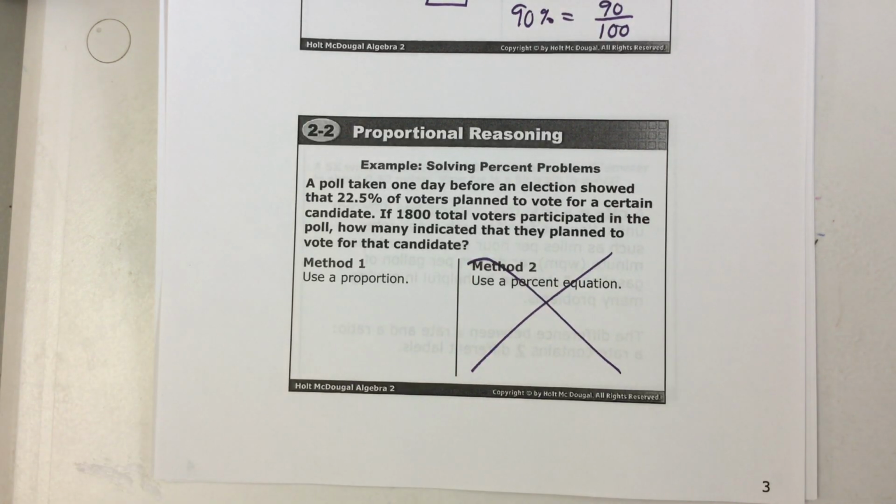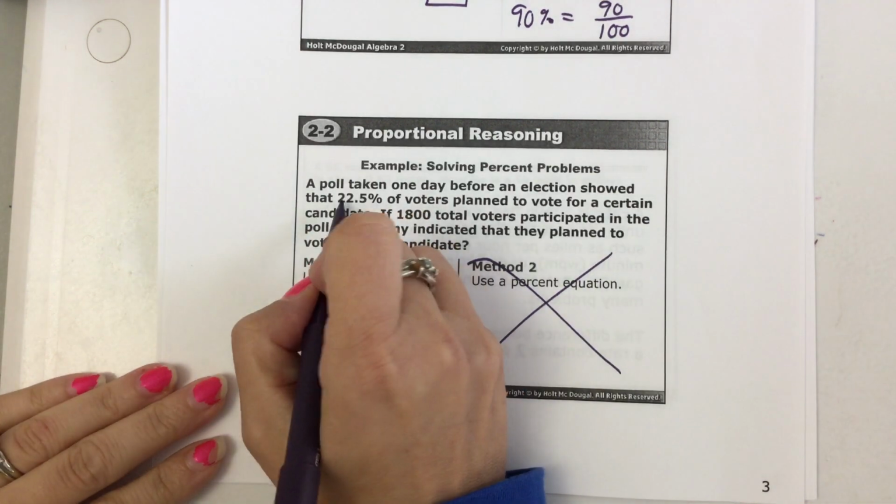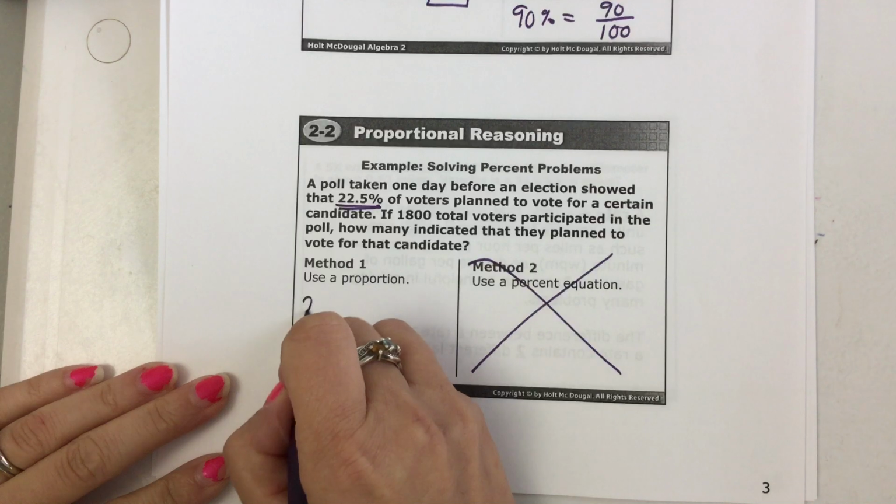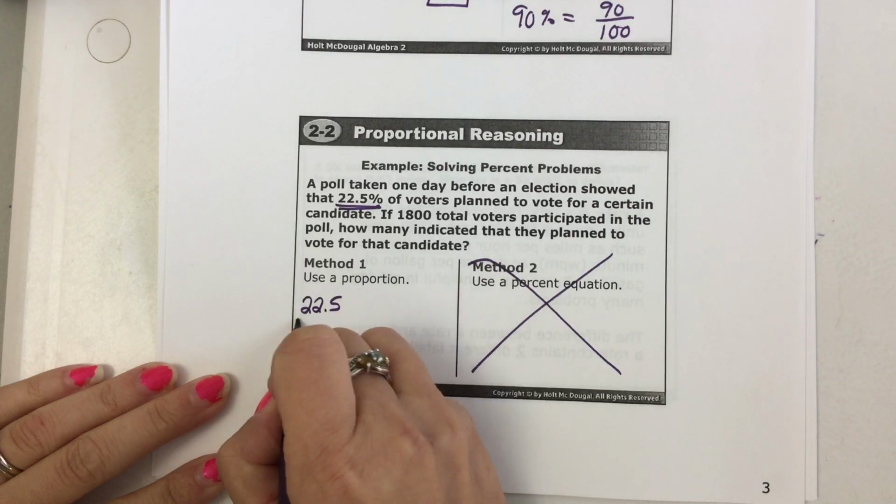Okay, well, let's do this. A poll taken one day before an election showed that 22.5% of voters planned to vote for a certain candidate. If 1,800 total voters participated in the poll, how many indicated that they planned to vote for that candidate? Step 1, find your percentage, and you turn it into a fraction.